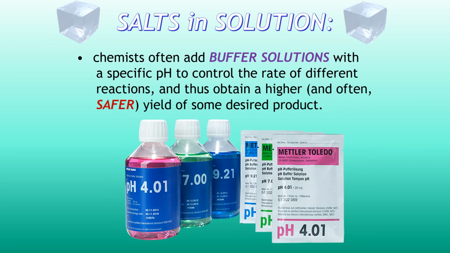So chemists often add buffer solutions with a specific pH to control the rate of different reactions, and this allows them to get a higher yield, to get more product, and often it allows you to get a safer yield because not as much energy has to be pulled in or taken out in the desired reaction.